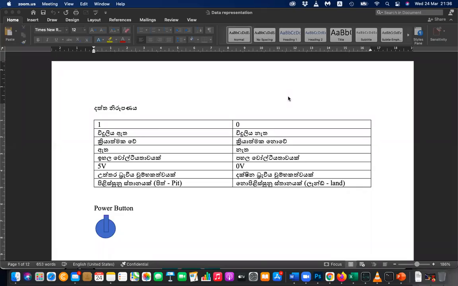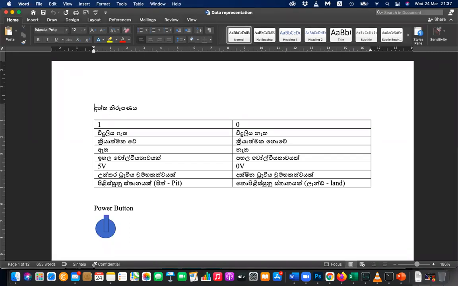Good evening, all. So today, I'm thinking of discussing a topic which is related to grade 9, grade 10, as well as grade 11. Since we didn't have the live class last day, I'm thinking of doing this as a recorded session. And the topic is about data representation.